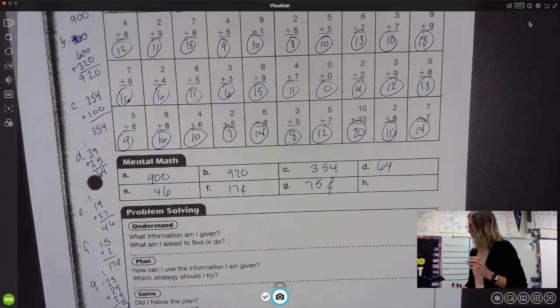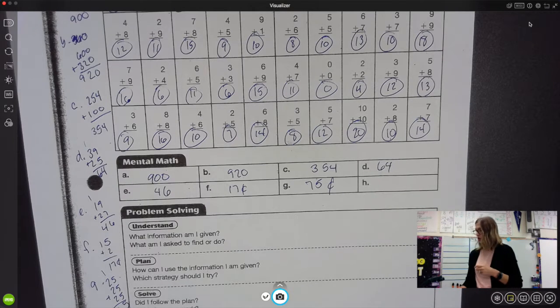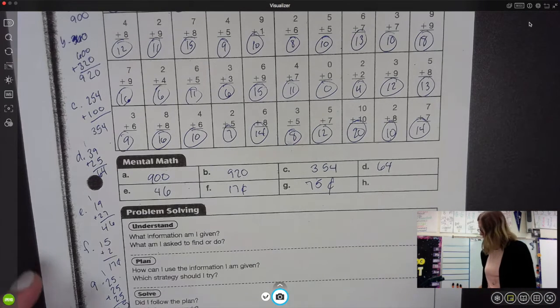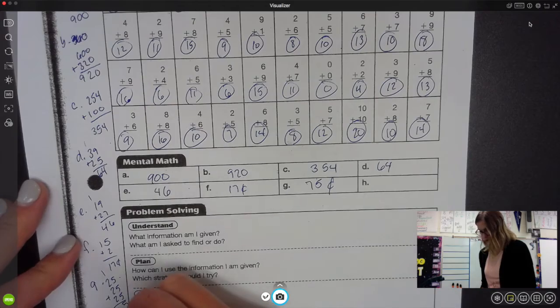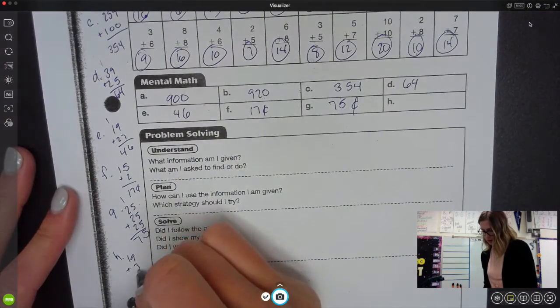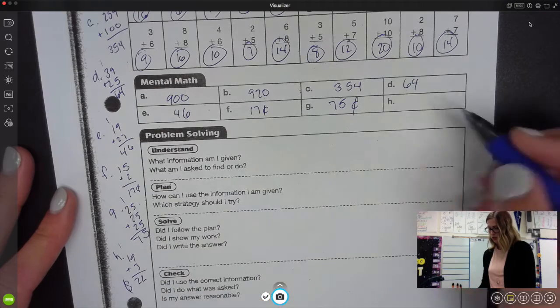H says the price of a baseball glove is $19. The price of a baseball is $3. What's the total cost of 1 glove and 1 ball? So we need to do $19 plus $3. So 19 plus 3. 9 plus 3 is 12. 1 goes up, 2 comes down. 1 plus 1 is 2, so we get $22.